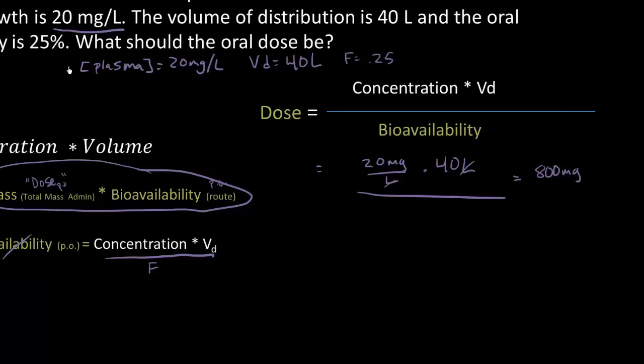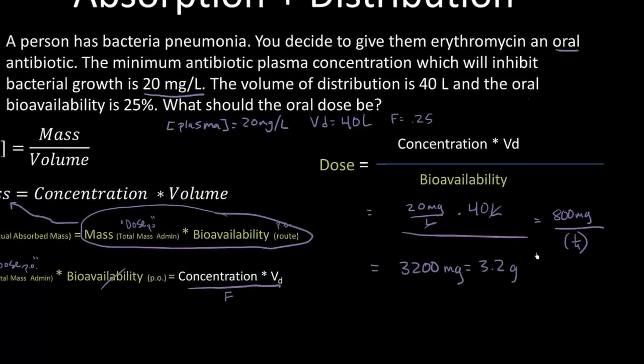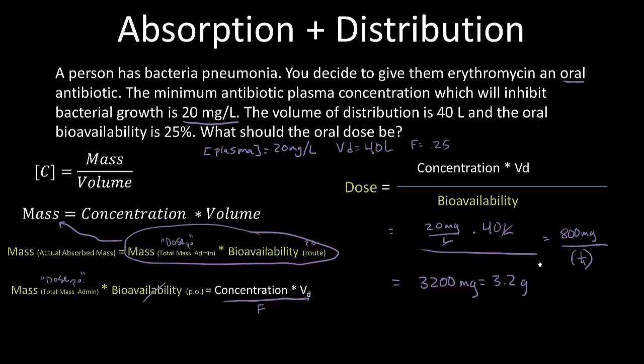The bioavailability is 0.25, which is the same thing as 1/4. And remember, bioavailability has no units. So this comes out to, multiply by the reciprocal, 3,200 milligrams, or 3.2 grams. So, really quick, if the bioavailability was 50%, what should the dose be? Good, 1,600, because it would just be 1/2 in the denominator here.